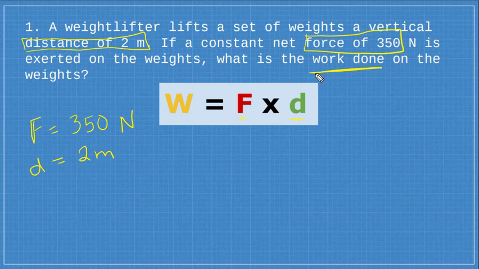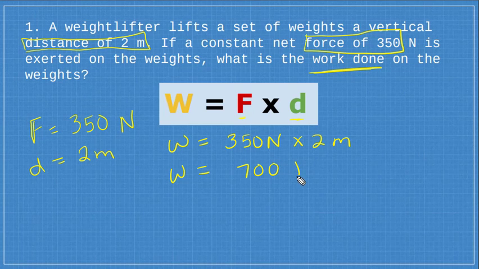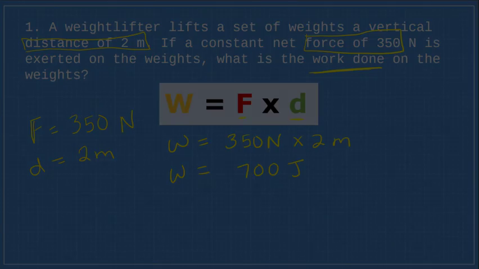So I'm going to use the equation work equals force times distance to find my work. So work equals 350 newtons times 2 meters. So now to find W, I'm going to type 350 times 2 into my calculator, and I get an answer of 700. Remember, the unit for work is joules with a capital J.